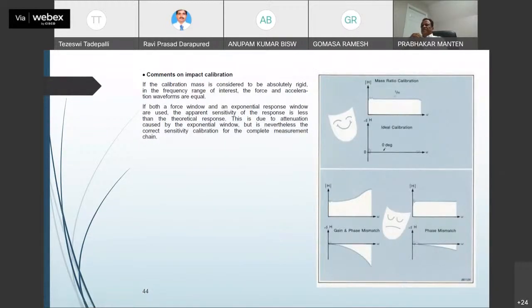Again, a few comments on impact calibration. If the calibration mass is considered to be absolutely rigid, which is not really true, then in the frequency range of interest the force and acceleration spectra are equal. Okay, ideal calibration. If both a force window and an exponential response window are used, the apparent sensitivity of the response is less than the theoretical response. This is due to attenuation caused by the exponential window, but nevertheless it is the correct sensitivity calibration for the complete measurement chain.